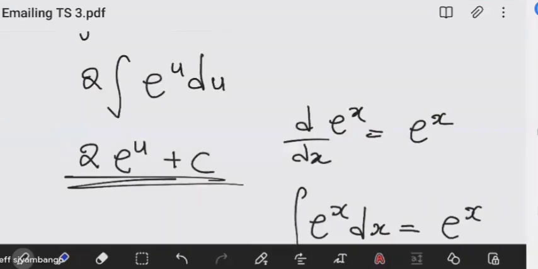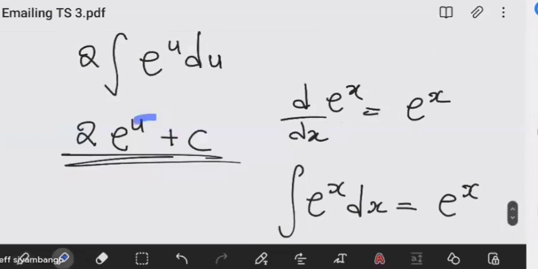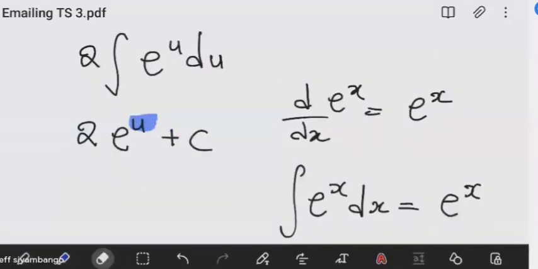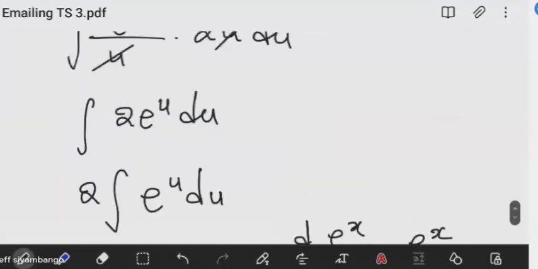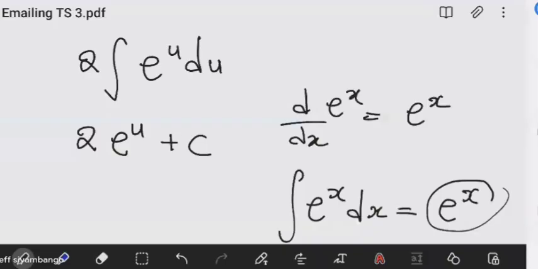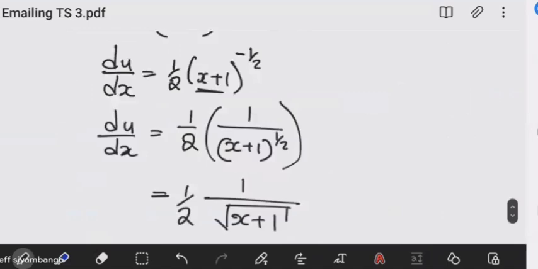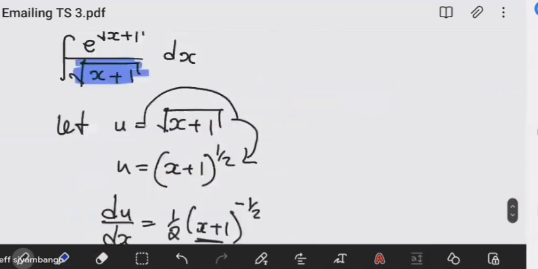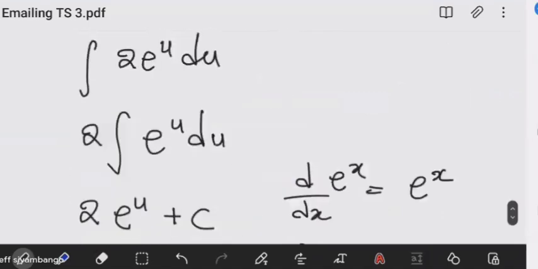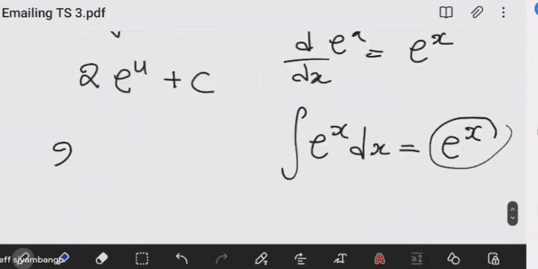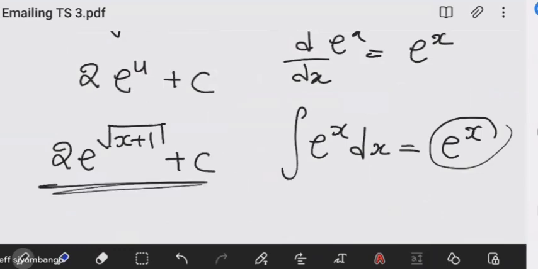But remember, the variable here must go back to the original thing. So you have to bring back what u is. Initially, we said u was what? We do recall that u was equal to the root of x plus 1, meaning this is going to be 2e to the root of x plus 1, and then plus c. So this is going to be the final solution to this expression.